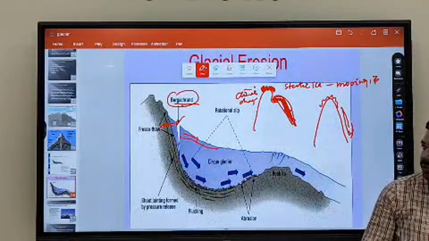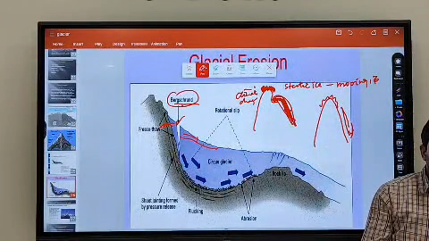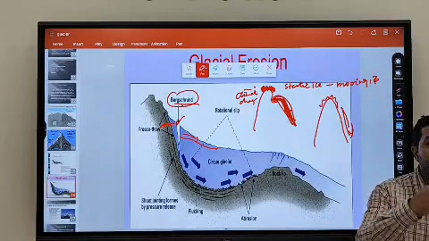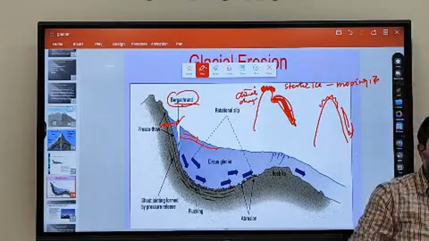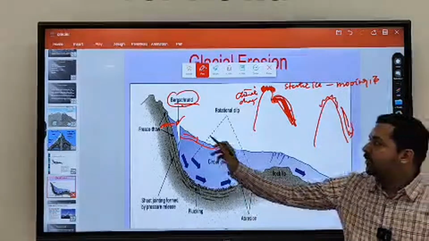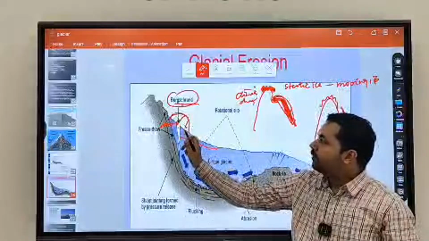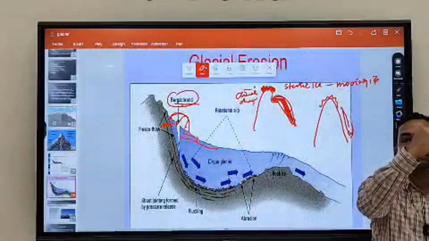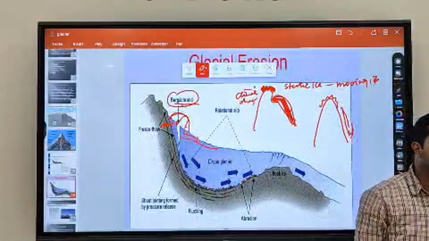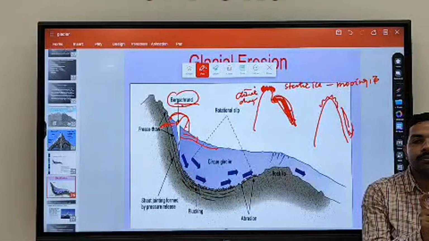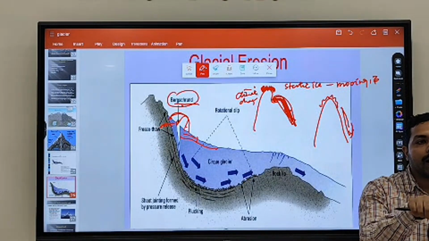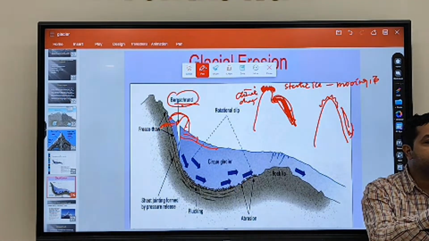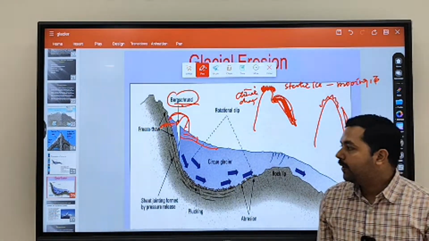Clear? So this Bergschrund creates a problem. Why does it create a problem? To the mountaineers. Any mountaineers who want to climb the mountain, this Bergschrund creates a problem, because then they have to jump from here to here, because of the breakage that is there. So it creates a problem to the mountaineers who are trying to climb the mountains. Clear? So what is a Bergschrund? Bergschrund is basically the gap that exists between static ice and moving ice. Clear?